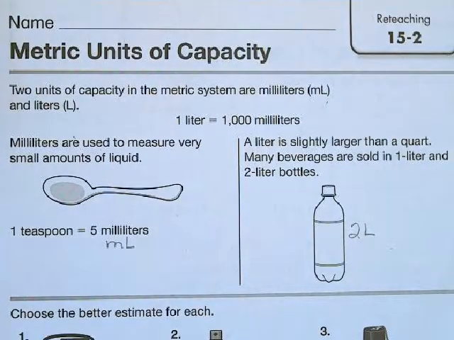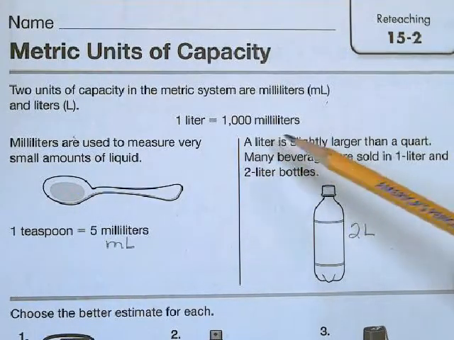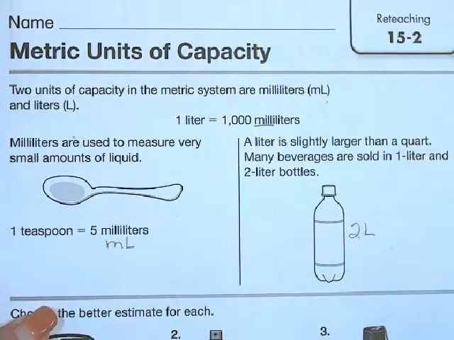Okay, so now that you've had a chance to watch the PowerPoint presentation on YouTube based on metric units of capacity, now we're going to start working on our reteach page, which is 15-2. And you'll notice it talks about 2 units of capacity in the metric system are milliliters and liters. So it says 1 liter is equal to 1,000 milliliters. So if you remember back, milli means 1,000, so 1,000 milliliters.